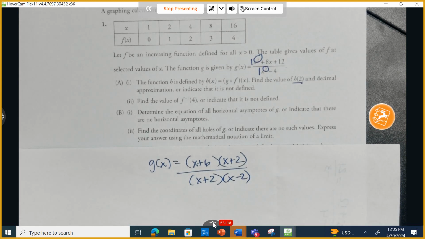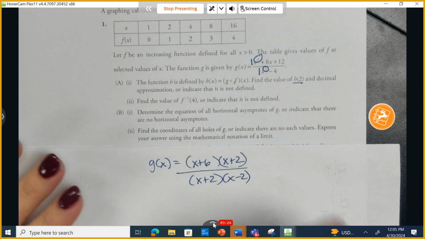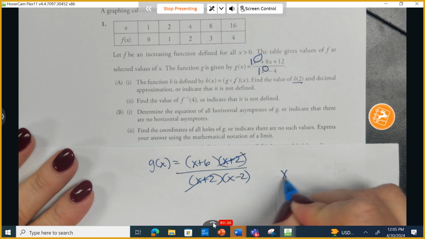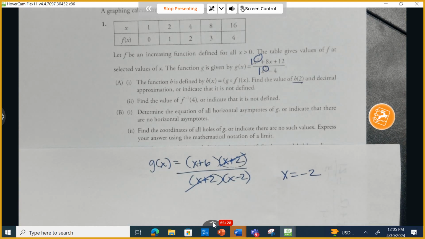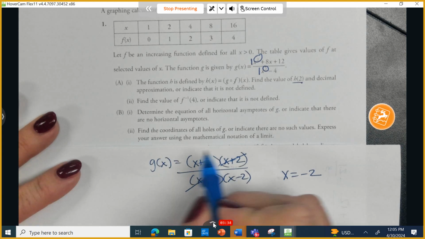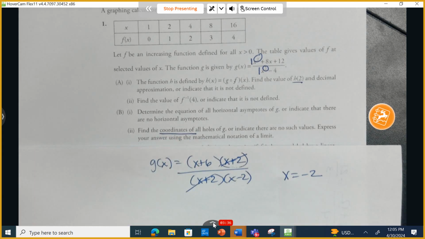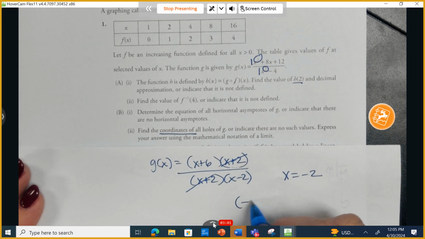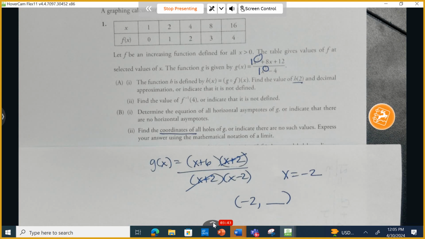Remember that a hole exists when you're able to cancel out a factor in the numerator with a factor in the denominator. So a hole exists here, but I can't just write x equals negative 2. For those that did that, if I could give half points, they'd be like, oh, you get the idea, right? But come back here, please, and I want you to underline where it says the coordinates. So how do I find the coordinates? A coordinate is an xy position. So there's the x, now we need to find the y.